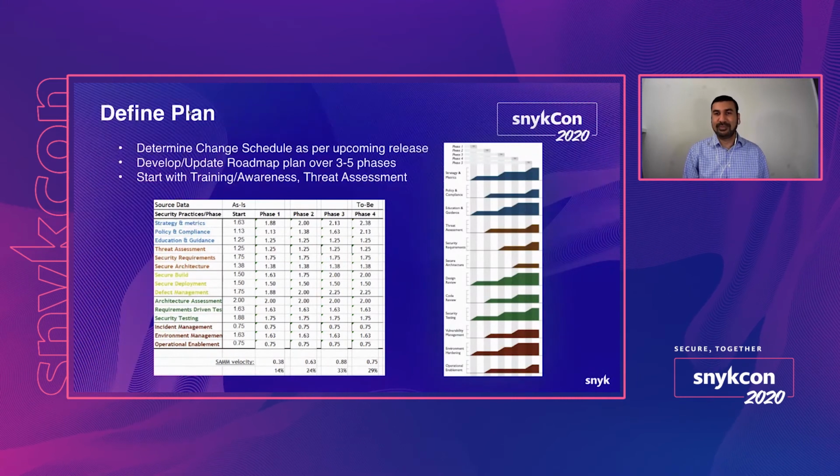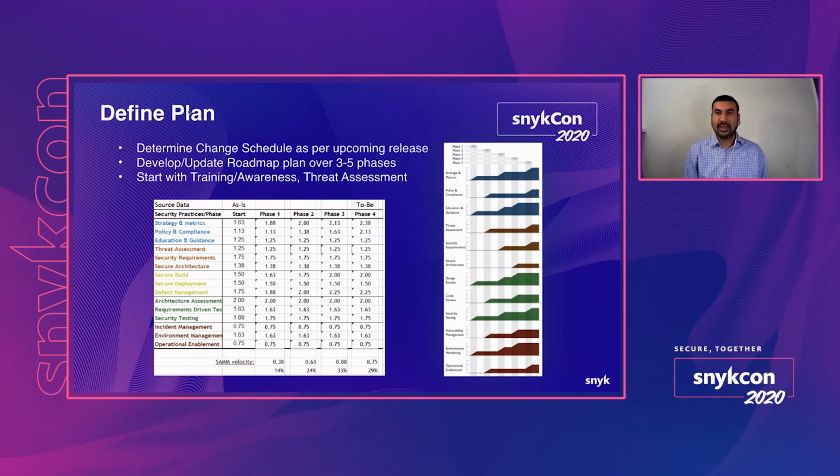During this step, you need to determine change schedule as per upcoming release and develop or update roadmap plan over the next 4 or 5 phases. Now, we recommend implementing SAMM changes over minimum of 3 phases and maximum of 5 phases. And each phase can span between 3 to 4 months up to 12 months. In order to focus on the highest impact, you should start with very high impact security improvements such as training and awareness, as well as threat assessments.